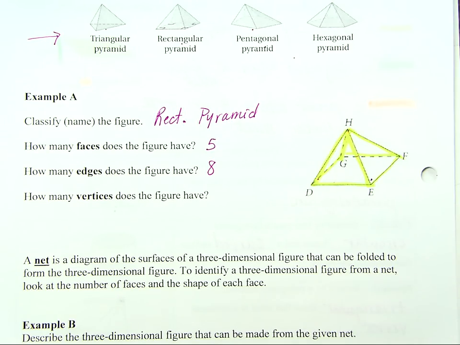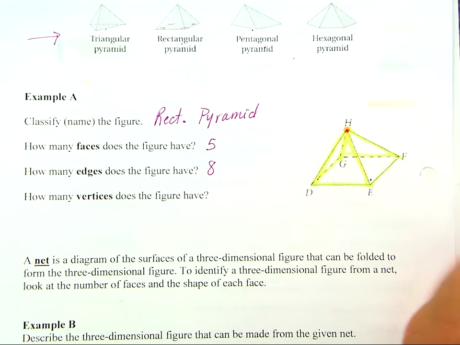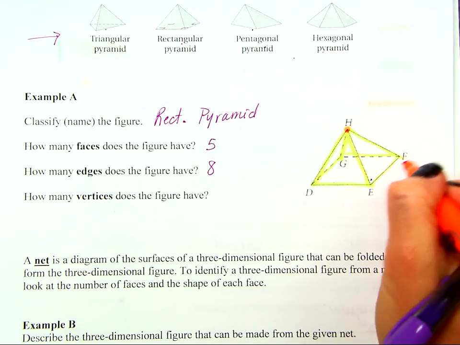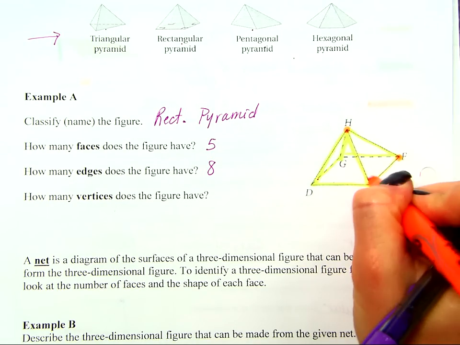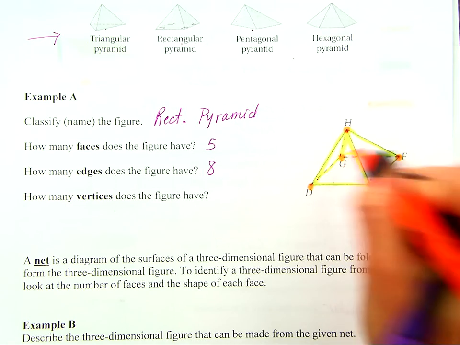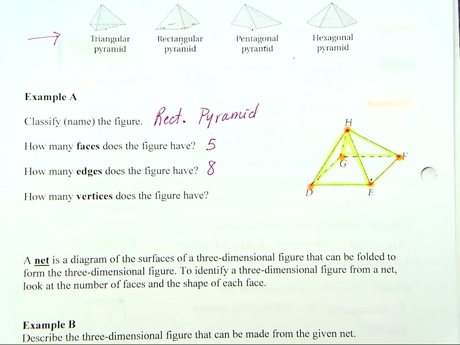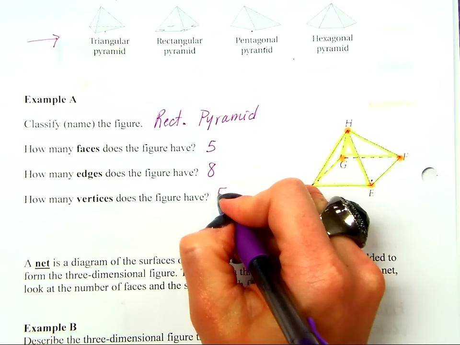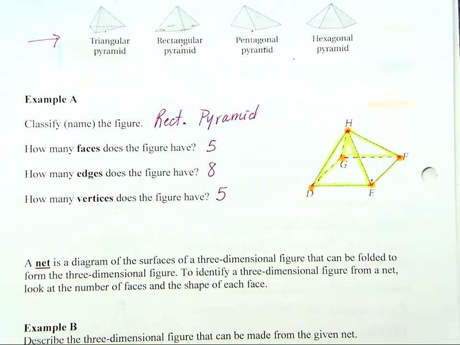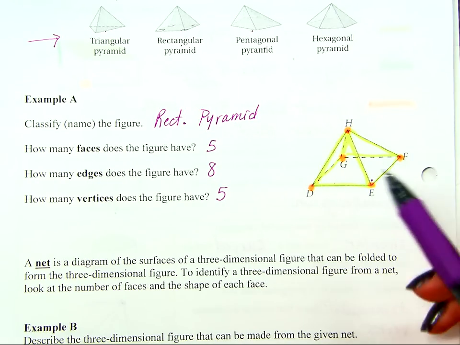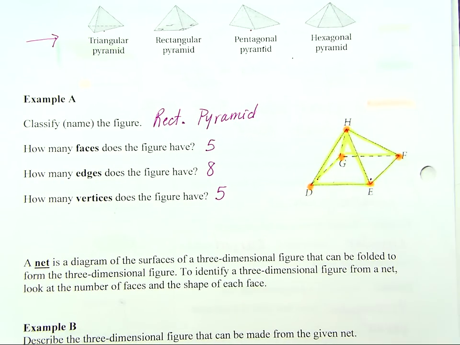How many vertices does this figure have? Well, vertices, we're looking at the common point. We have that at the top. So as we look at our vertices, we would have 5. What about the bases? It doesn't ask me about the bases, but I would have 1 rectangular base.